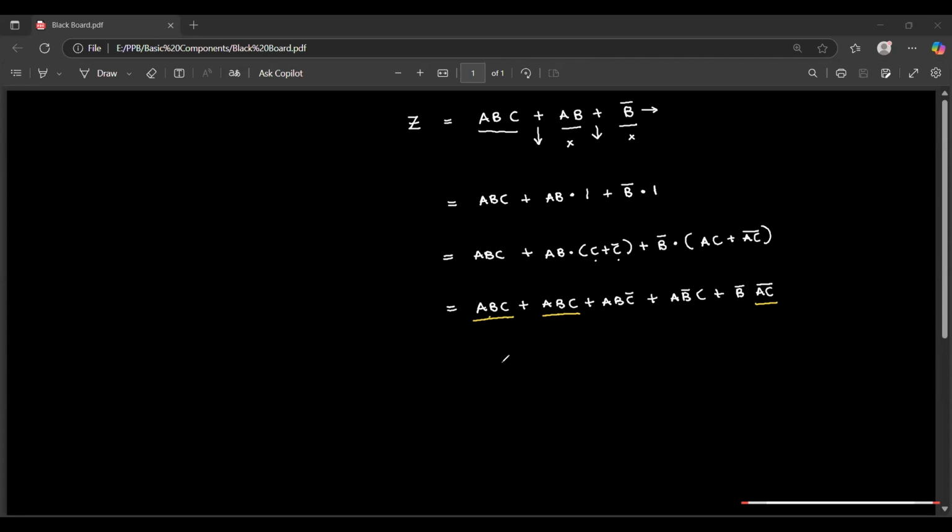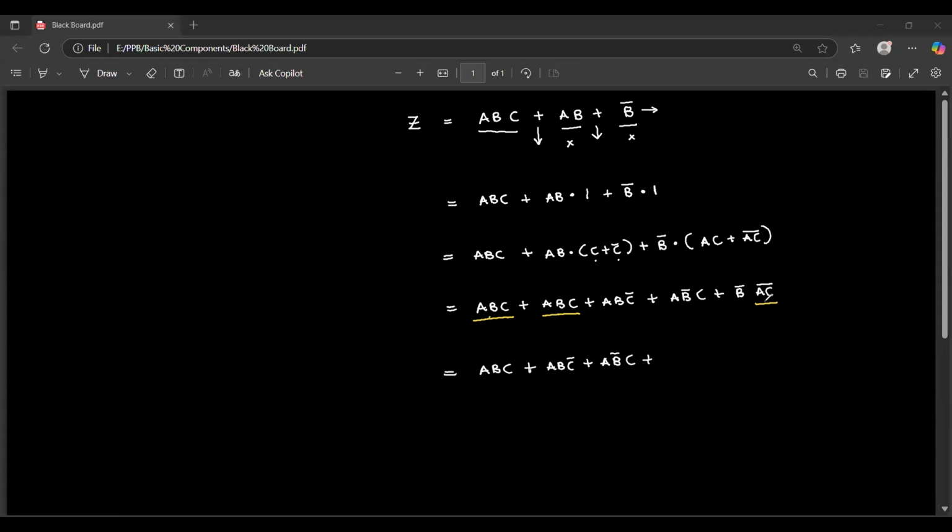Well, x plus x is equal to x according to the idempotent law. So you just have to write it down once. If you get it twice, no worries. Obviously, it's going to happen. Just write it down once. So you'll get ABC plus ABC bar plus AB bar C.